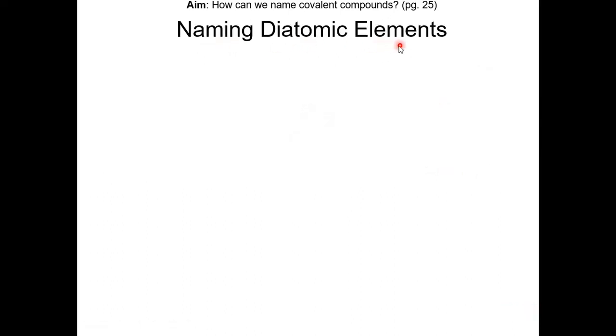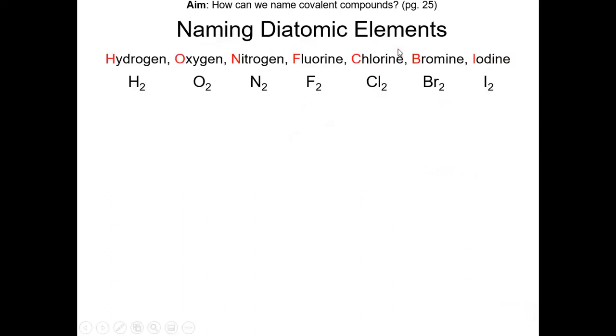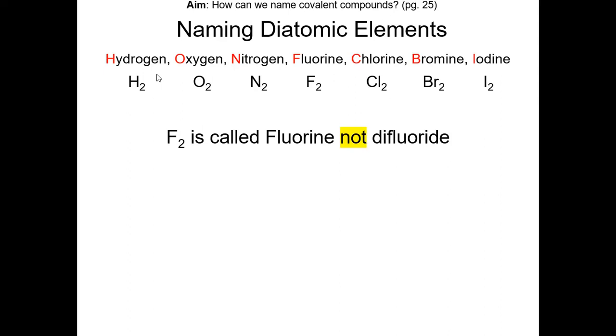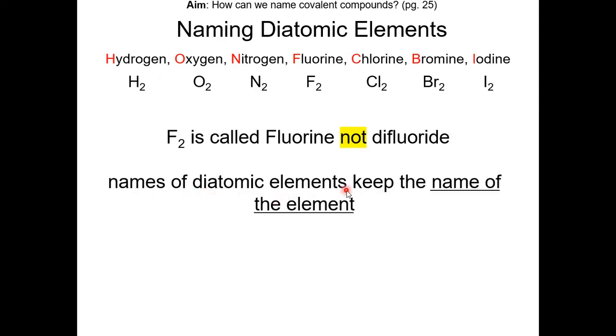For naming the diatomic elements, you just write the name of the element. You do not add a prefix. For example, H2 is just hydrogen. Here were the catchphrases I gave you in the first unit to help you memorize the diatomic elements. So F2 is called fluorine, not difluoride. We do not add a prefix or change the ending. The names of the diatomic elements keep the name of the element.